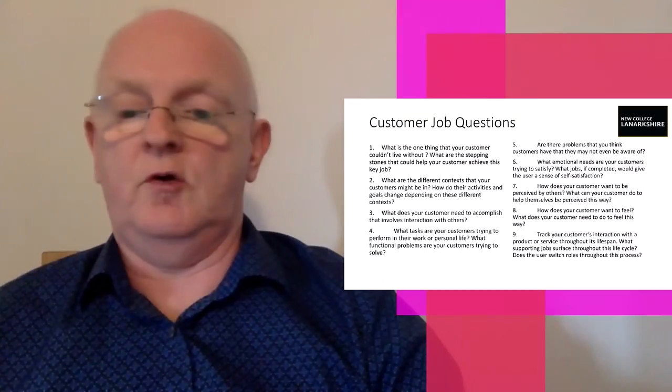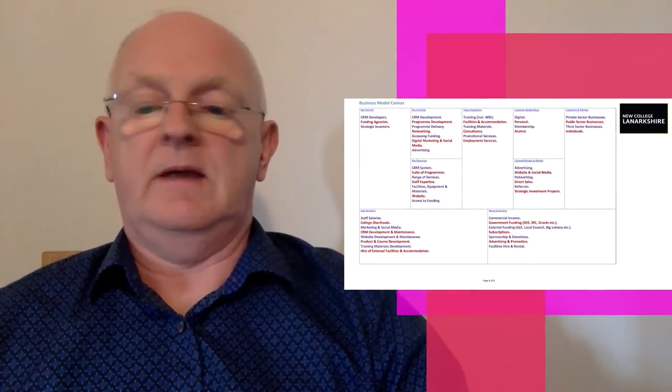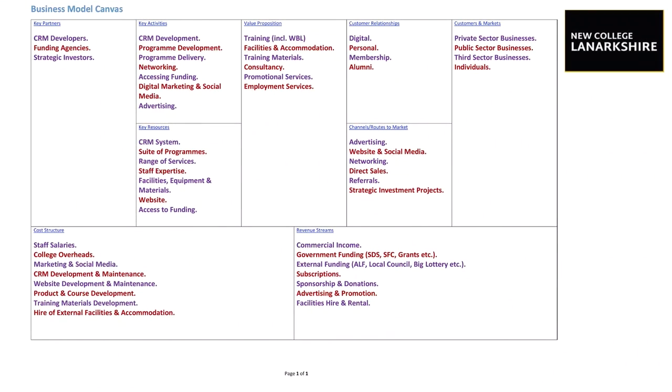Let's take the opportunity now to review the business model canvas that ourselves, the managers, have done over the last couple of months. The area I want to concentrate on is the area in the centre. So that is the value proposition. So we're looking at training including work-based learning, facilities and accommodation, training materials, consultancy, promotional services and employment services.